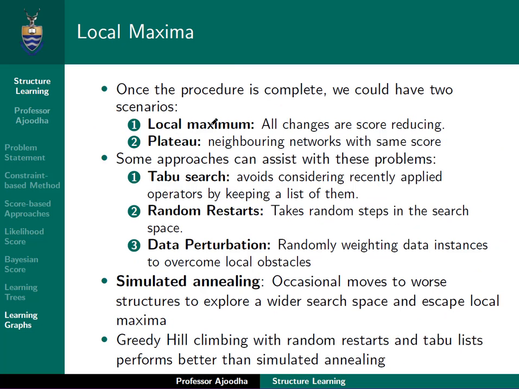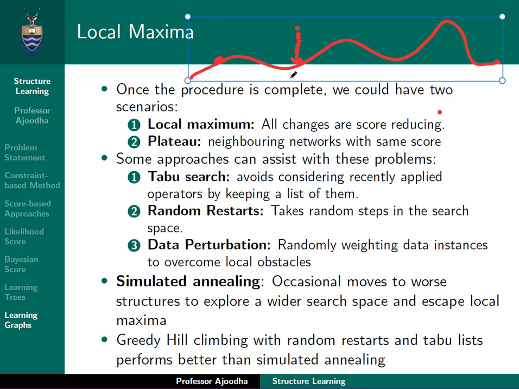So what do you get at the end of this procedure? Let's say you started off the search procedure with an initial score. Let's assume that you're not lucky. This is my search space, and these are all of the different scores I can get from my space. I started off here, with my initial network.